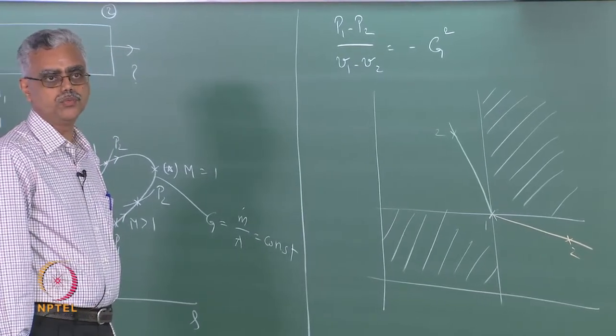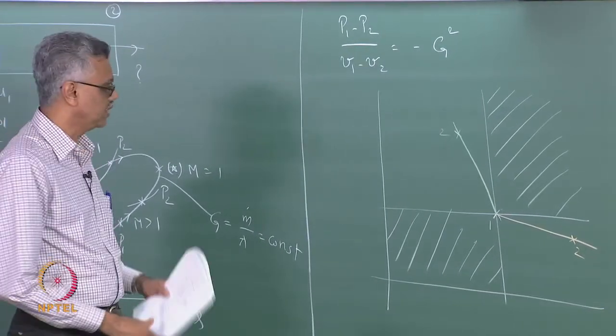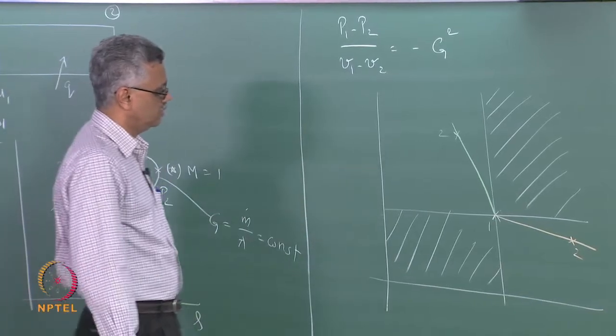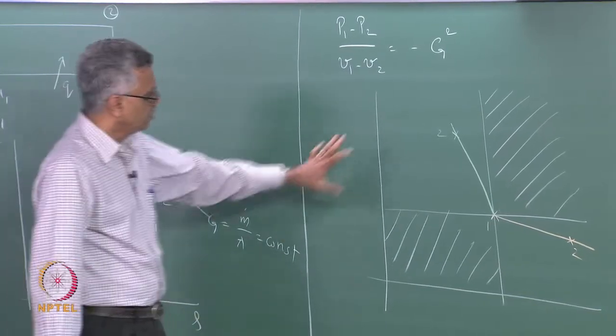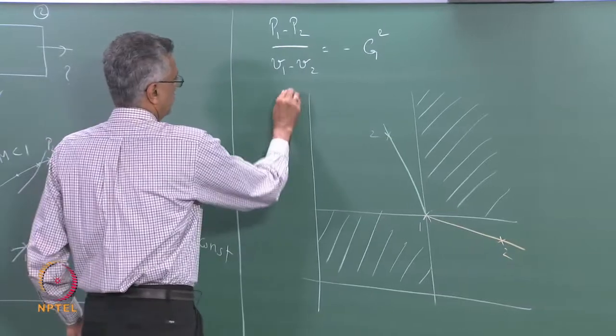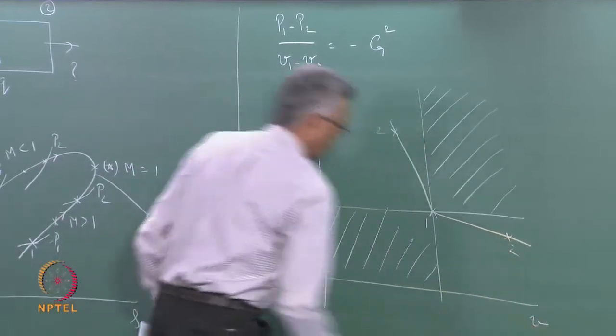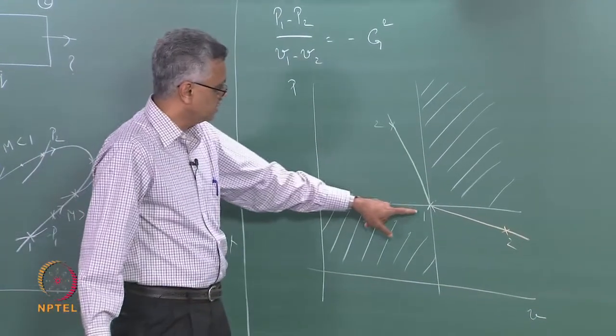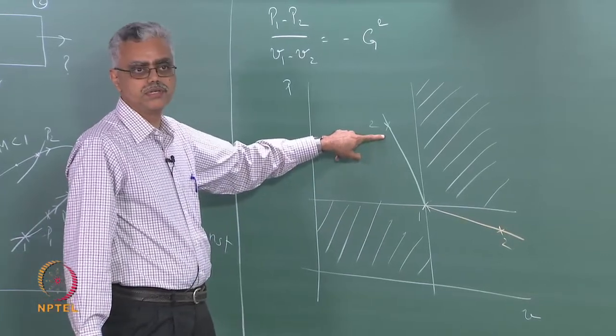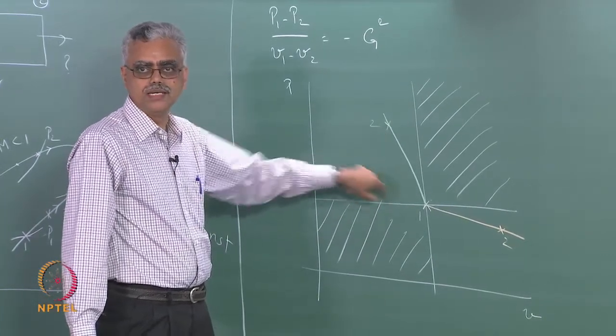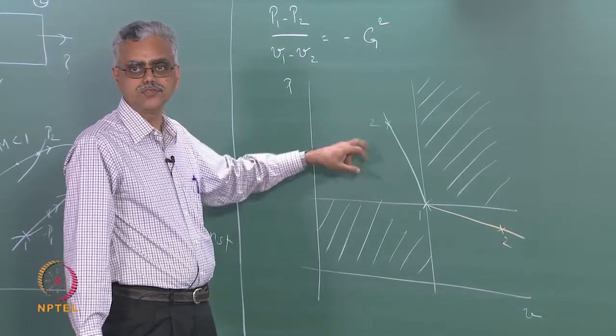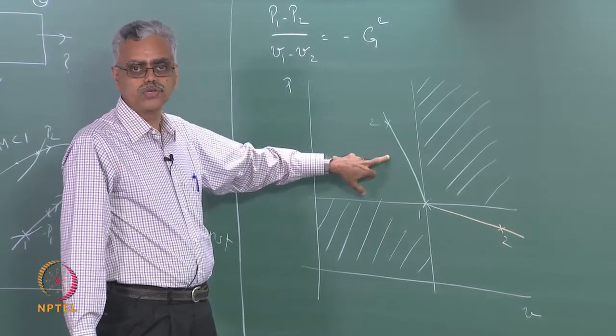S2 minus S1 should be greater than 0. So, we need to think about that. We will discuss that as we go along. Notice that this is the pressure axis, this is specific volume. Notice that in this case, as I go from 1 to 2, the pressure increases, specific volume decreases, which means density increases. So, that means this is the supersonic portion of the Rayleigh line.